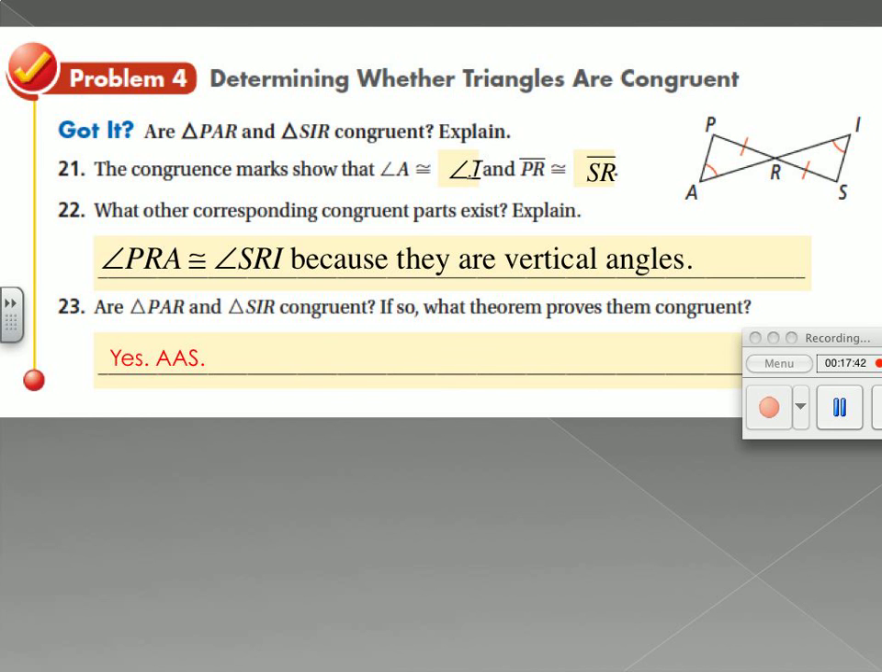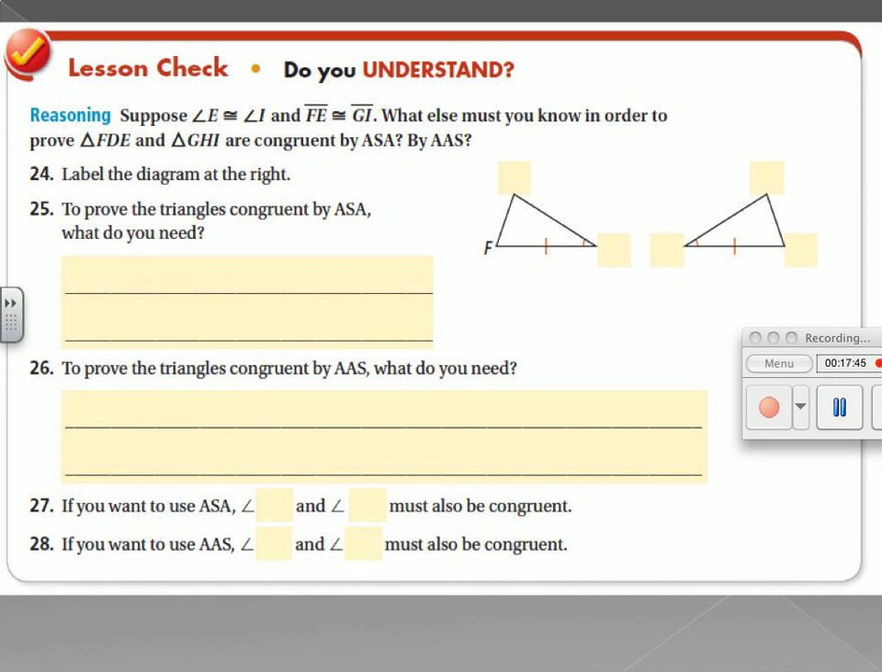All right, let's finish up with our lesson check. Suppose that angle E is congruent to angle I and segment FE is congruent to GI. What else must you know in order to prove that triangle FDE and triangle GHI are congruent by ASA or by AAS? So let's label the diagram right. We have triangle FDE and triangle GHI.